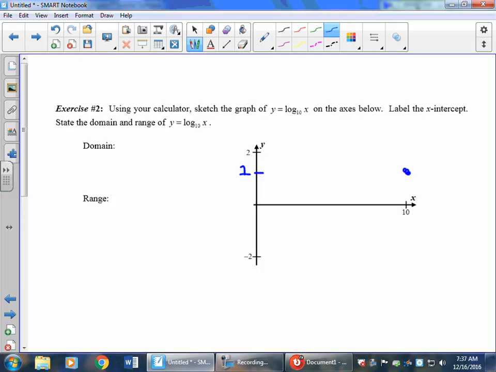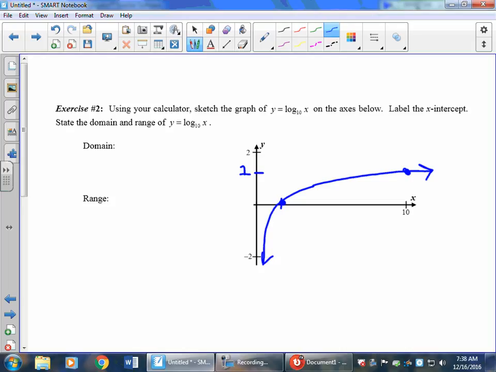At 1 I'm at 0. And then we're going to get closer and closer. So basically, if you're going to sketch this, it's going to look something like this. All right, so really the only thing that you needed off of that table was the 1, 0 and the 10, 1, and then knowing that it gets closer and closer to the y-axis.